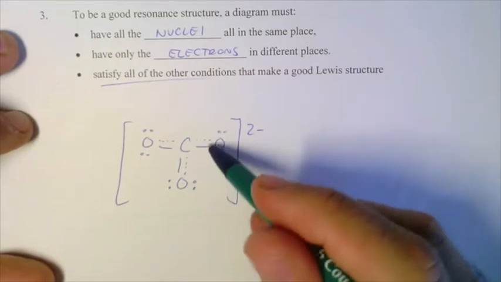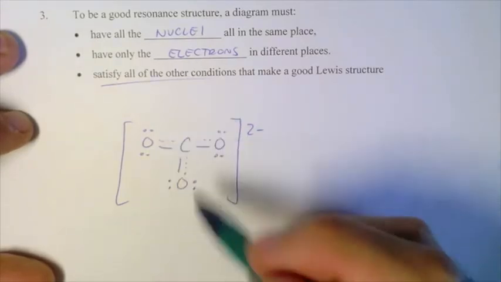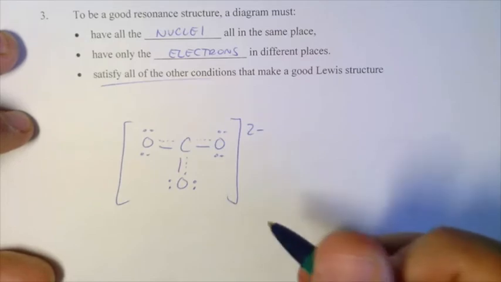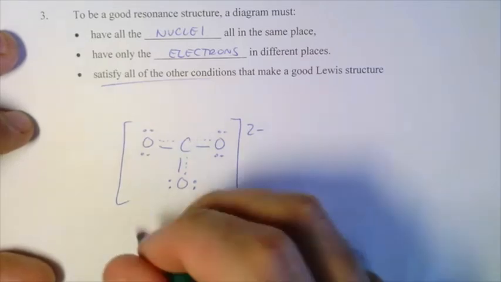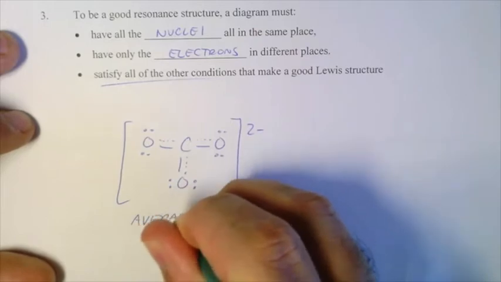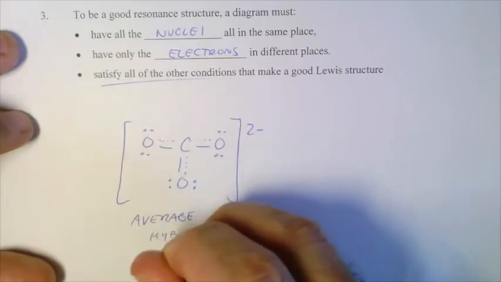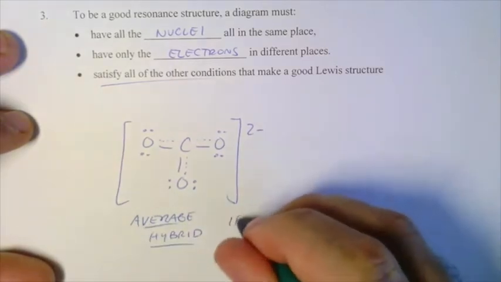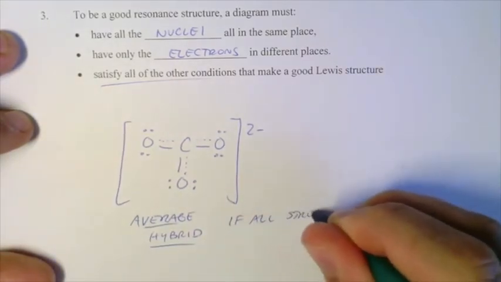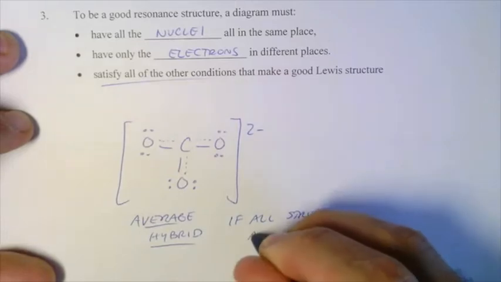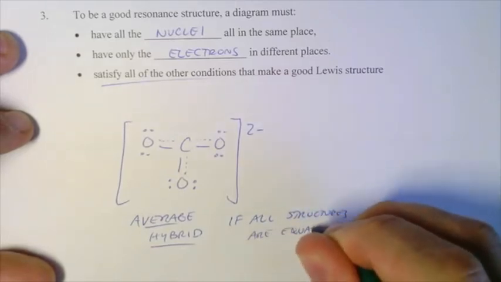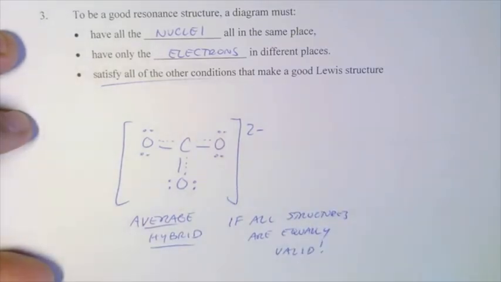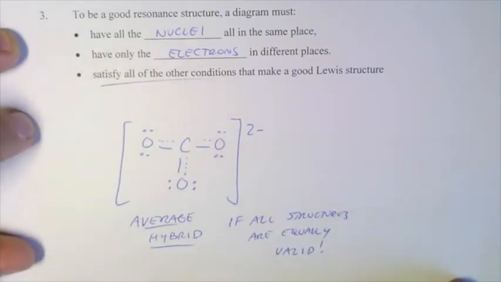The basic idea being that all of these bonds and all of those oxygens are in fact the same as each other. There's not a special one that's in a double bond because the best structure is an average or hybrid of the 3. Now that's only the case if all structures are equally valid. Let's try this for the other 2 ions.